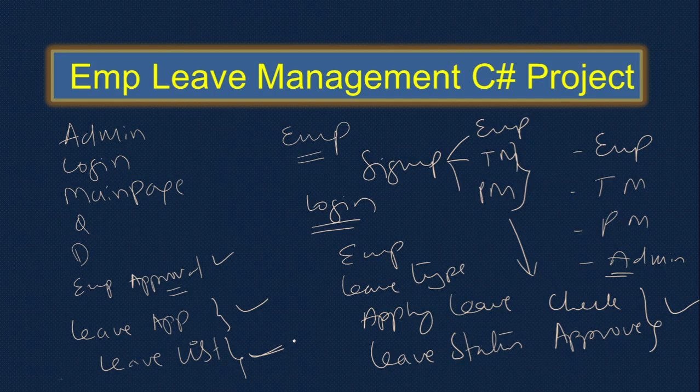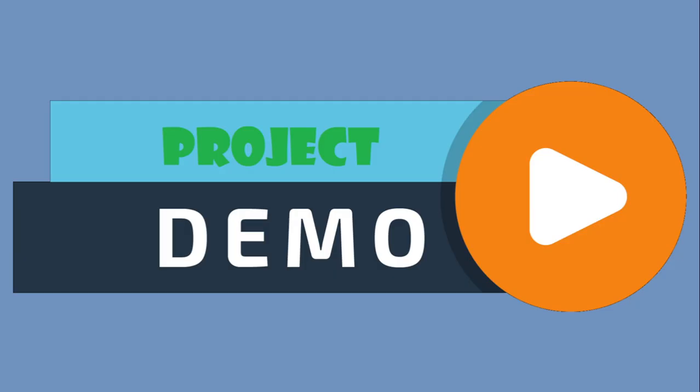So there is the admin module, the employee module, and three types of employees: an employee, a team leader, and a project manager. These two people have to approve, then the admin has to give the approval for the leave. Only then will the leave be approved and the employee can take that leave and utilize it. Okay, let's look at the project demo.